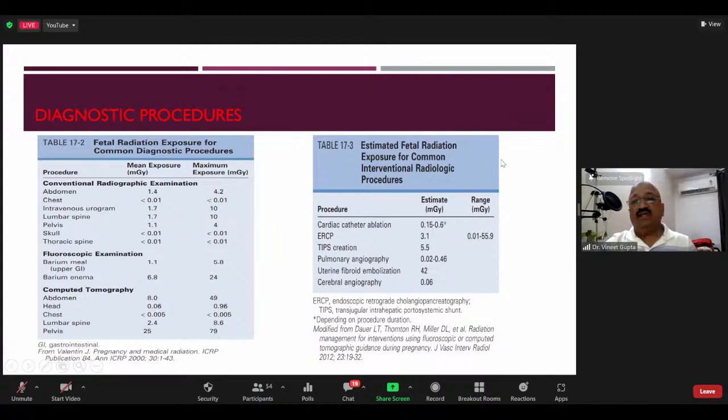Then estimated fetal radiation exposure for common interventional radiological procedures. ERCP can reach 55.9 milligray, and then 42 for uterine fibroid embolization. So here we have to be very careful while doing uterine fibroid embolization. 42 milligray is the minimum estimated exposure. So we have to be very careful and judicious about choosing this procedure.